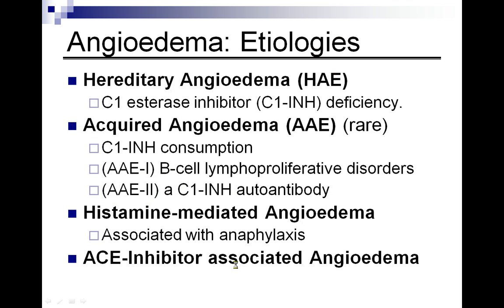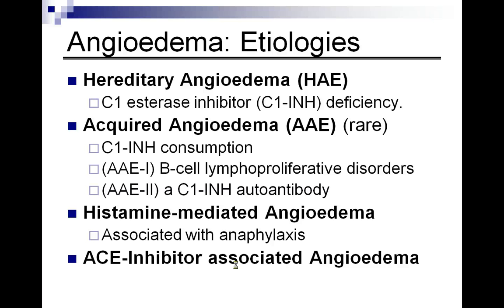Now, there are several different etiologies for angioedema, and they are all quite different. First, there are patients who have hereditary angioedema, and this is always due to a C1 esterase inhibitor deficiency. This is part of the complement system. Other patients have, instead of hereditary, acquired angioedema. This is pretty rare, and this is due to some sort of a process that consumes the C1 esterase inhibitor, so they're not deficient in synthesis of this inhibitor, but rather it gets consumed.